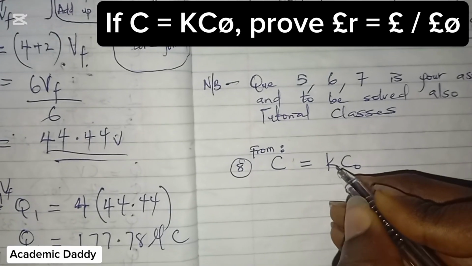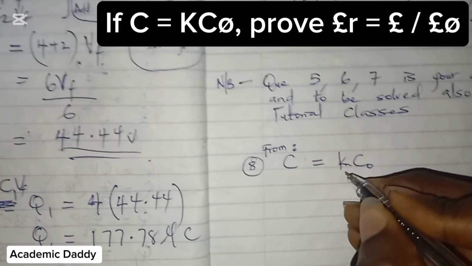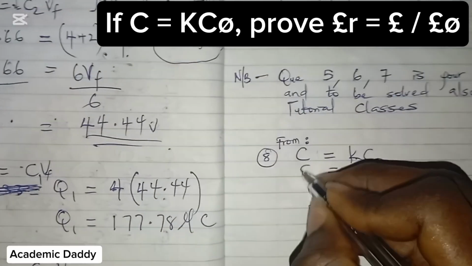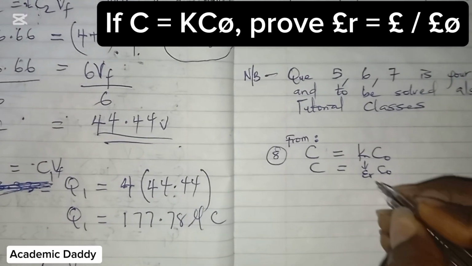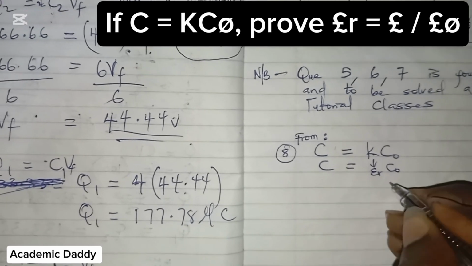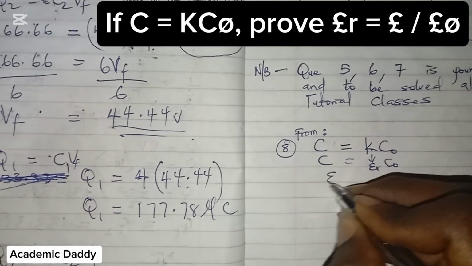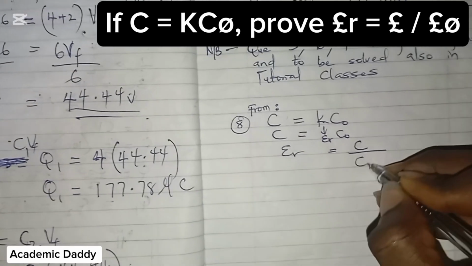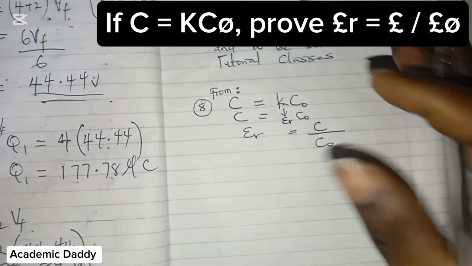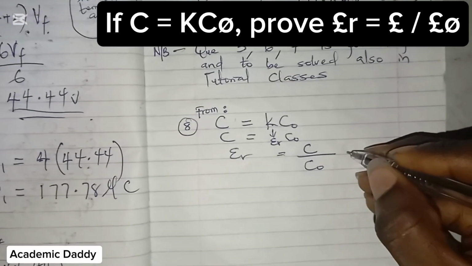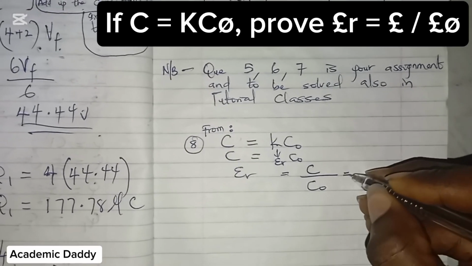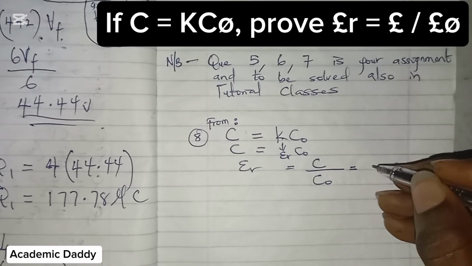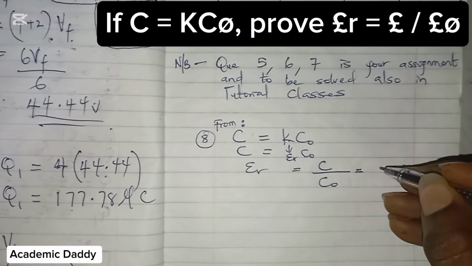We can say this K is the same thing as ER, so ER C naught equals C. Making ER the subject of the formula, we divide both sides by C naught, so that we now have ER equals C over C naught. And you need to remember that for anything dielectric that we're talking about, this is simply talking about when we have parallel plates or circular plates, whichever way.